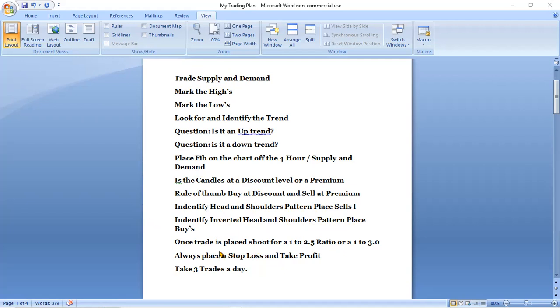And then you place trades, and you shoot for either a 1 to 2.5 ratio or a 1 to 3.0 ratio once you place your trade. Okay. And always place stop losses and take profits. And take about 3 trades a day. Okay. So it's all about discipline. It's all about being consistent. It's all about not rushing the process.